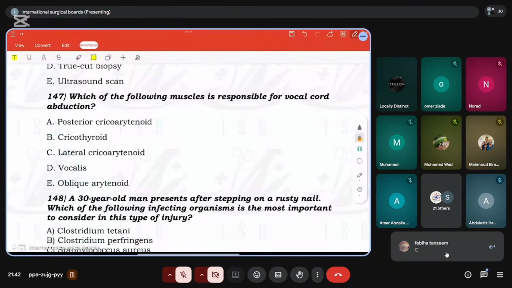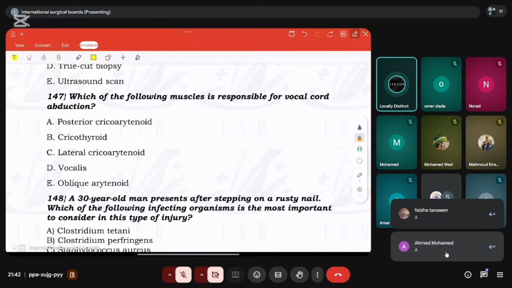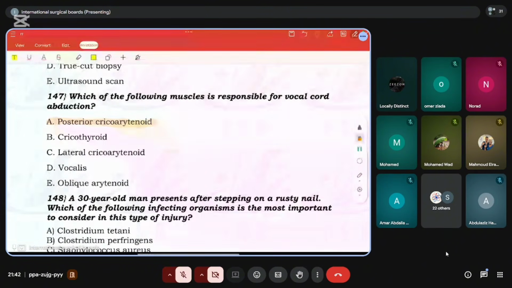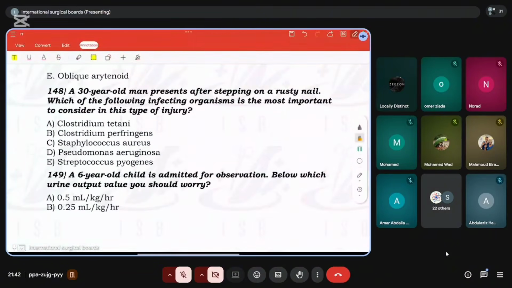Let's move. Which of the following muscles is responsible for vocal cord abduction? I think I forgot this. I'm just gonna go out on a limb. Either A or C. So it is posterior cricoarytenoid. The only muscle that abducts the vocal cords and opens the rima glottidis is the posterior cricoarytenoid. Again, we've already been through that in previous sessions, so simple. Remember, that can come in a different question.